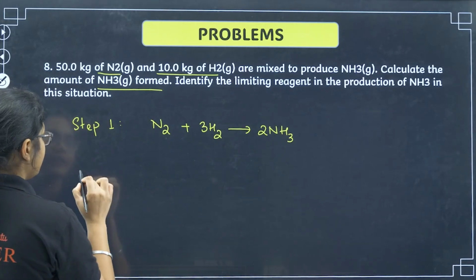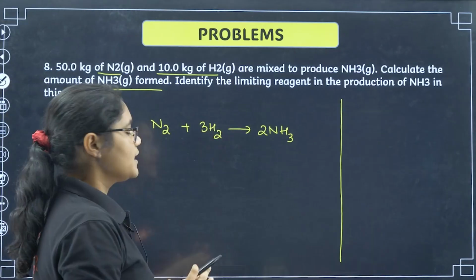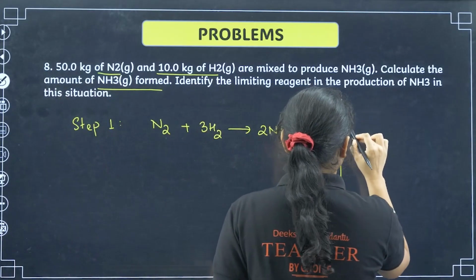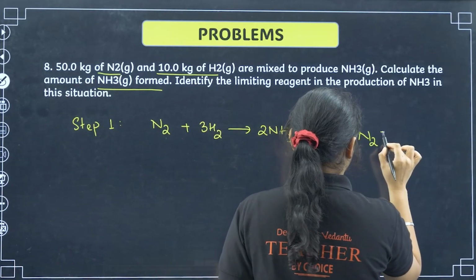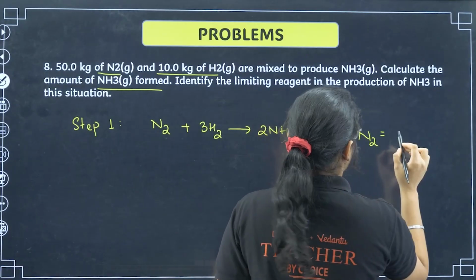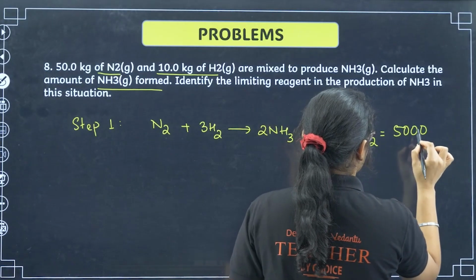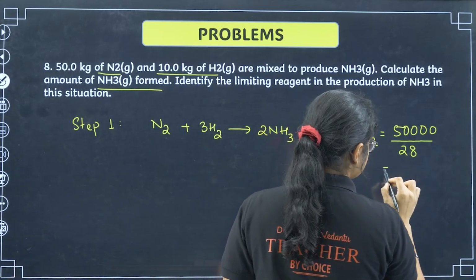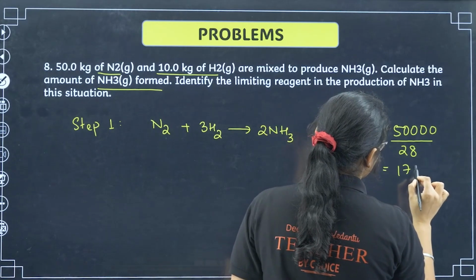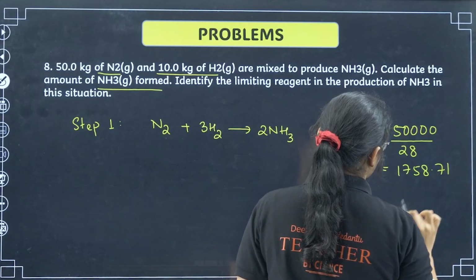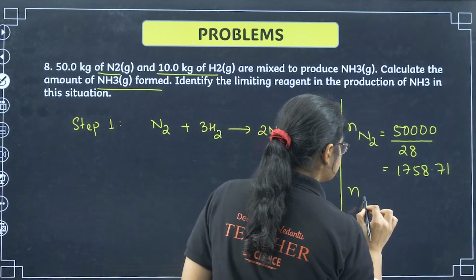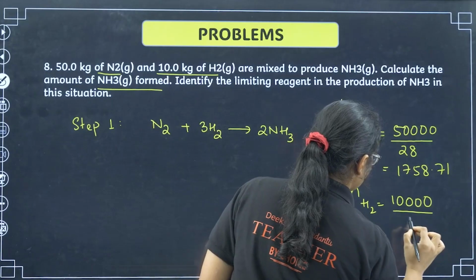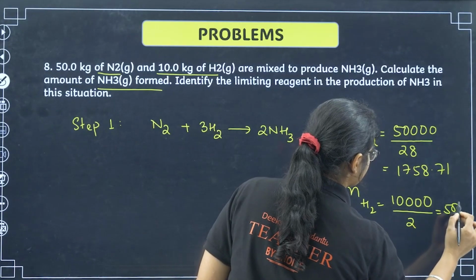Now what will I calculate? The number of moles of each of them. What is the number of moles of N2 here? That is 50,000 divided by the molar mass, 28, and here you will get 1758.71. Next, the number of moles of H2: 10 kg is there, divided by 2, so that is 5,000.